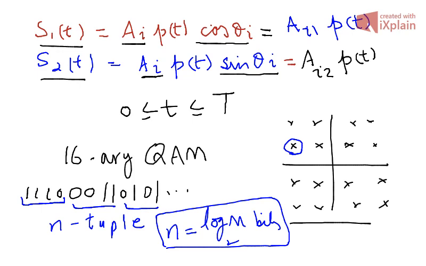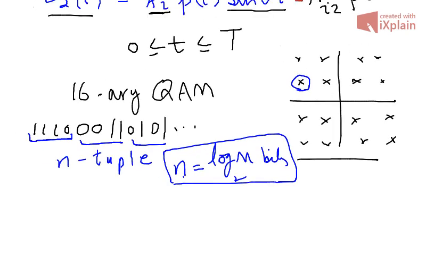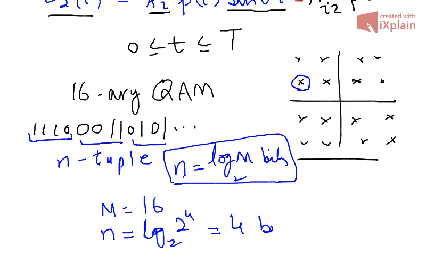Because we have M equal to 16, we will have a group of 4 bits, right? The size of the n-tuple is log 16 to the base 2, which is 4 bits. So the size of our n-tuple is 4 bits.